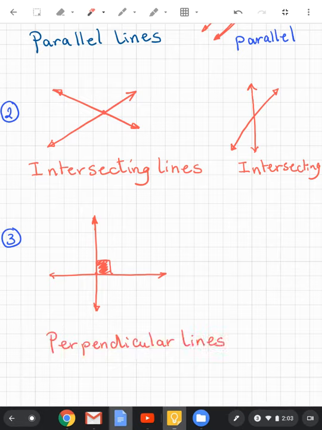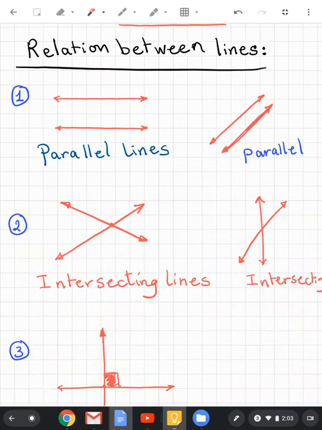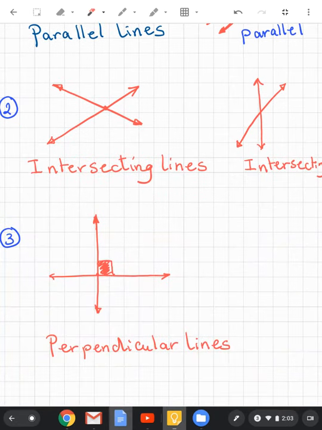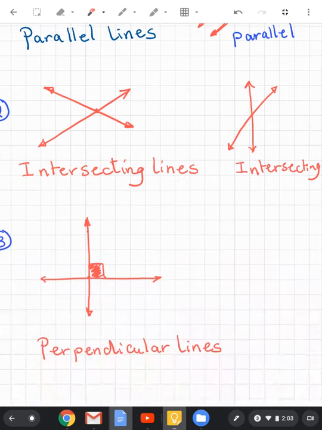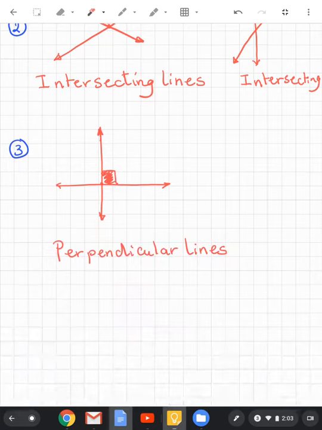So the relation between any two lines, they can be parallel, in which they never cut each other, the second relation is intersecting lines that cut each other in one point, and the third relation is the perpendicular lines in which they cut each other but form a square corner. These are the three types of relation between lines.